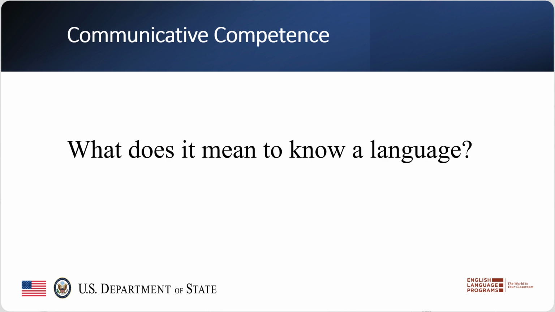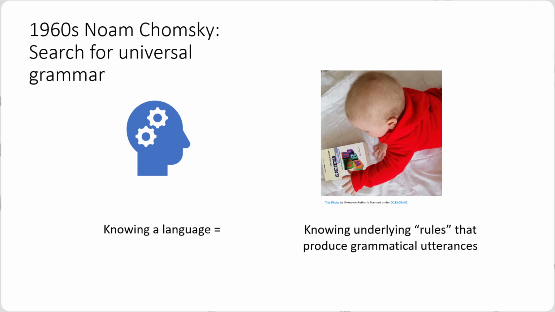Today we're talking about communicative competence, and our question is, what does it mean to know a language? In the 1960s, the linguist Noam Chomsky revolutionized the study of linguistics by positing that knowing a language requires knowing the rules, the principles, and parameters that underlie the production of all grammatical utterances. For Chomsky, knowing a language involved knowing these underlying rules.